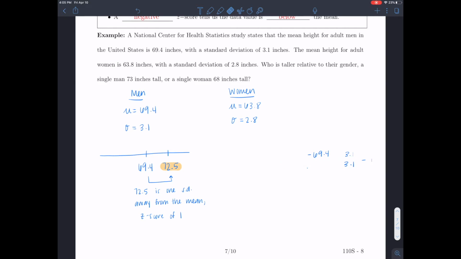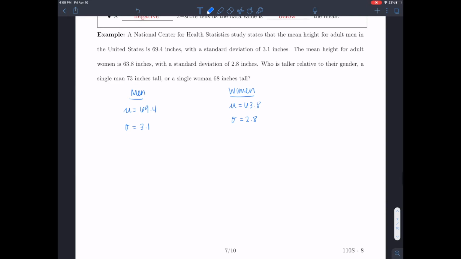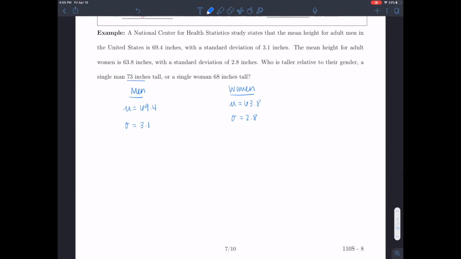And so now we can use this to find z-scores for values that are not exactly one standard deviation or two standard deviations or three standard deviations away from the mean, but we can find values that are 1.23 standard deviations away from the mean. And so if we look at the question, it's asking us, who is taller relative to their gender? A single man that is 73 inches tall or a single woman that is 68 inches tall? And so to answer this, we're going to have to find the z-scores of both 73 and 68 and figure out how many standard deviations away they are from their means.